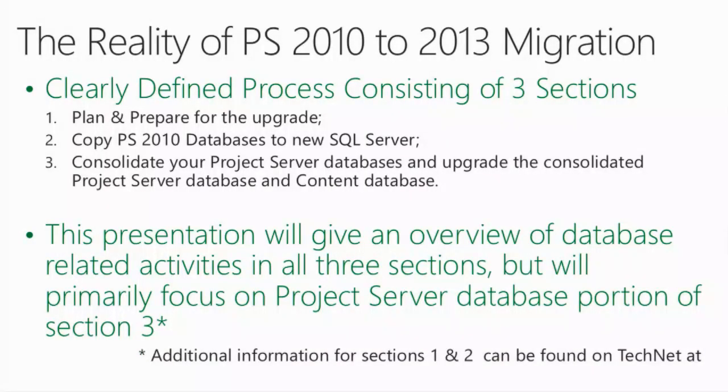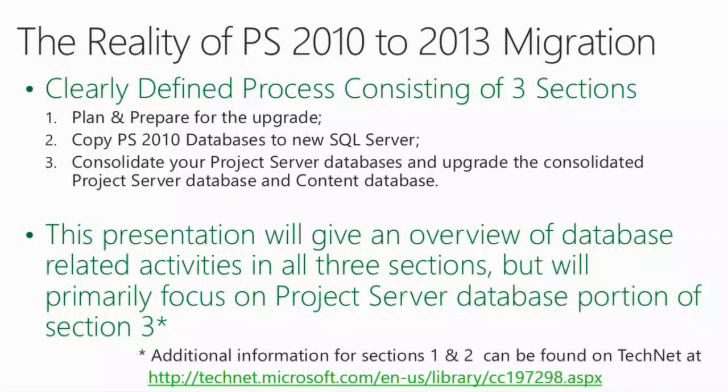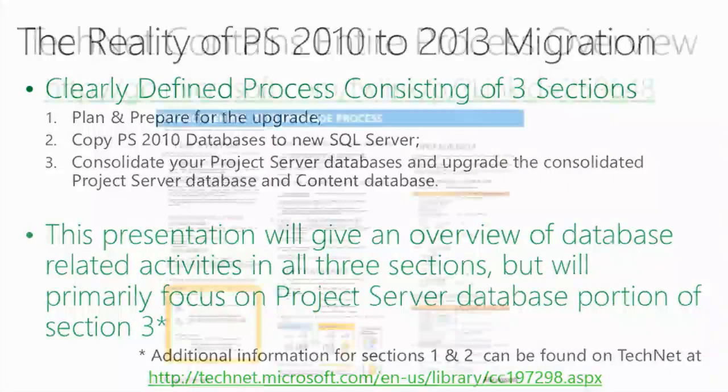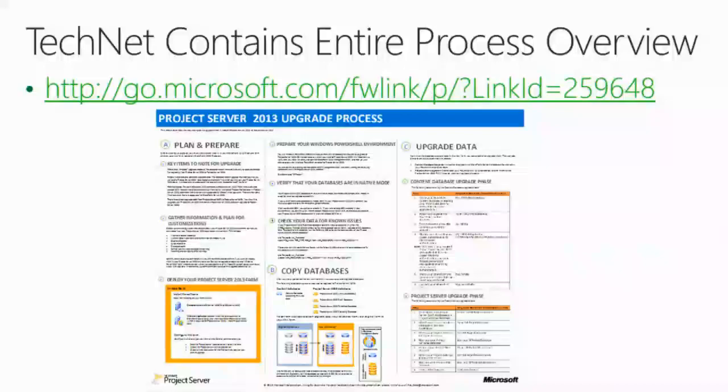So additional information is on TechNet. We're not going to concentrate on those sections 1 and 2, but they are available on TechNet. If you want to go to that link, you can get that. This is a picture of a Visio wall chart, which I think is available in PDF format too, that's on TechNet. And we're going to follow this as our guide.